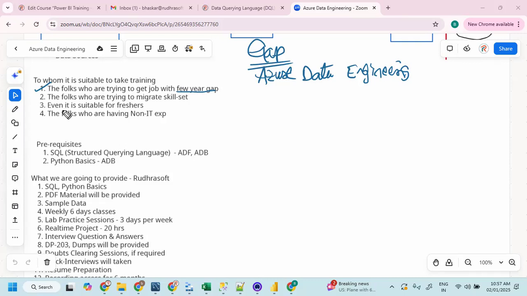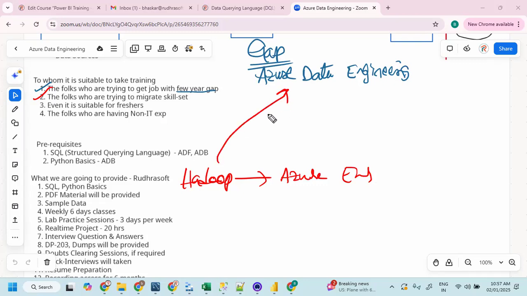And the folks who are trying to migrate your skill set. Let's imagine I'm just working on Hadoop. I wanted to migrate from Hadoop to Azure engineering services. Then this is the right place, or this course is the right course to migrate from your old skill set to next generation skill set. So if you want to migrate your skill set, then you can go for that.